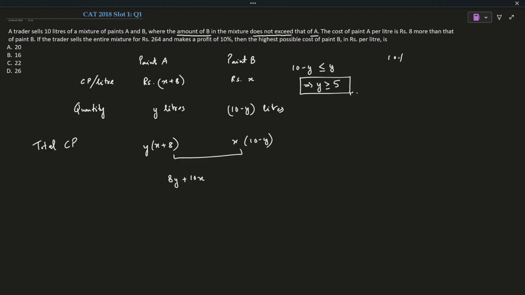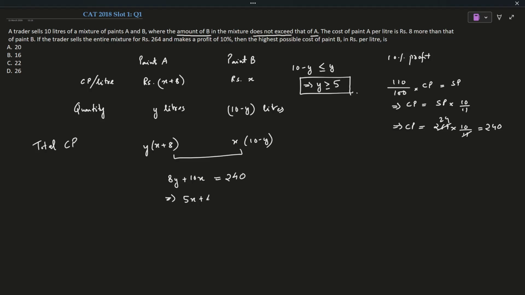And we are told that there is a 10% profit. 10% profit means 110% of the cost price, total cost price will be equal to the total selling price. So the total cost price will be selling price into 10 by 11. So the total cost price will be selling price, which is 264 into 10 by 11, 24, 240. So total cost price is 240. Take 2 common, so 5x plus 4y equal to 120.